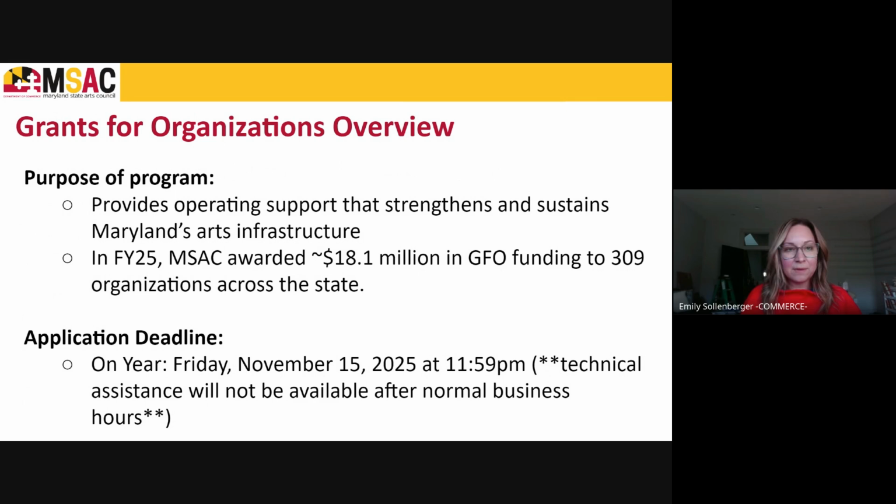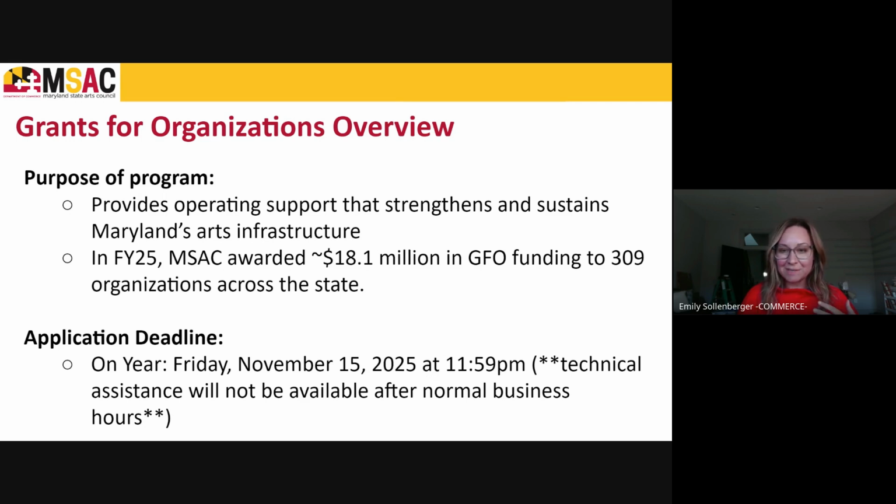So like Laura said, we're going to go through a quick overview of the GFO program. As a reminder, this is a program that provides operating support to strengthen and sustain our Maryland arts infrastructure. So in the current FY25 fiscal year, we've awarded approximately $18.1 million in grants for organization funding to 309 organizations across the state, which is really exciting.